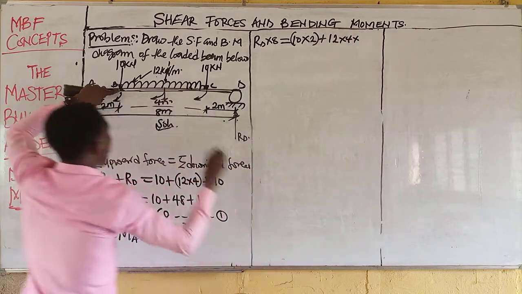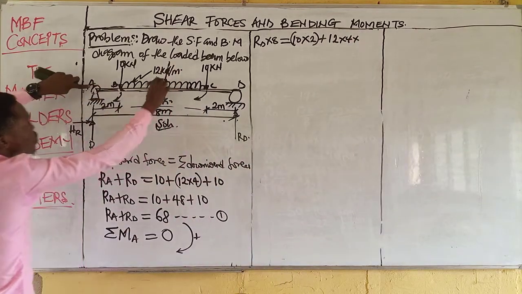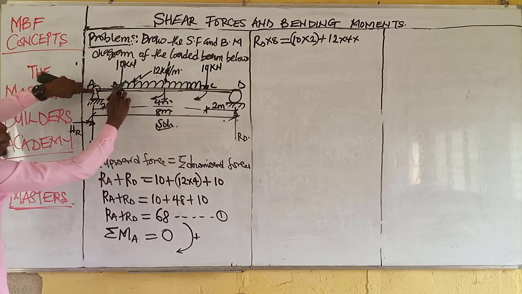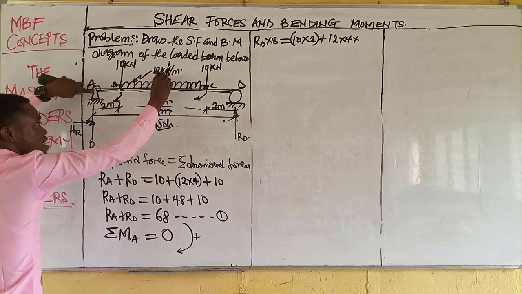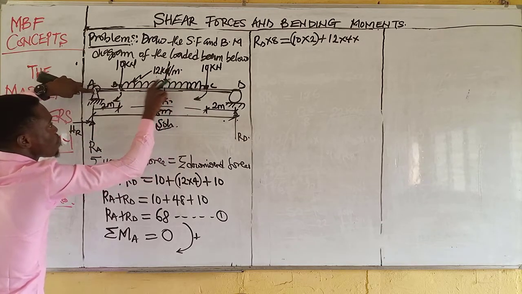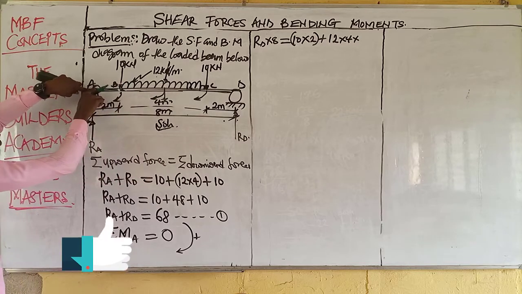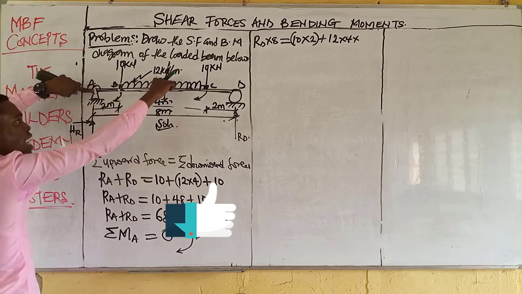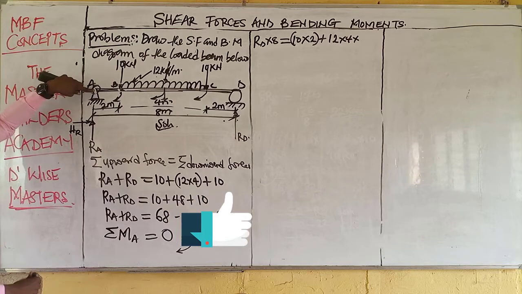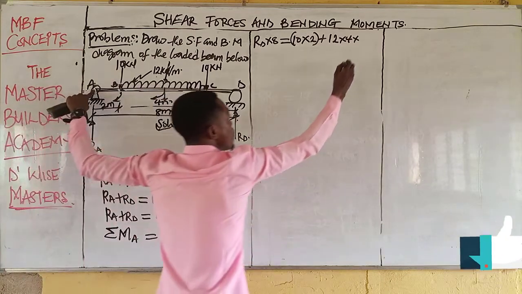Then what is the distance? At what distance is this load from A? Now that we converted to a point load, it will now be acting at the center of BC. Now from here to this point is 2 meters, and from here to here is 2 meters. That means from A to this point where the load is now acting is 4 meters. Then we have multiplied by 4.